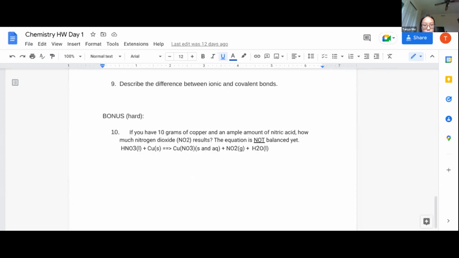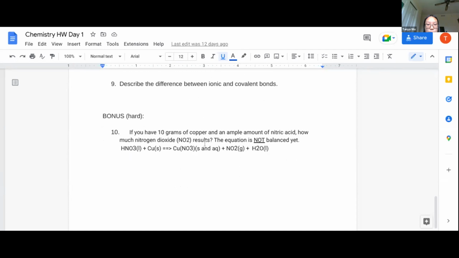And describe the difference between ionic and covalent bonds. Ionic bonds, they just straight up steal the electrons, and then because they're ions now, they have a charge, they just attract each other. But covalent bonds, they share the electrons.